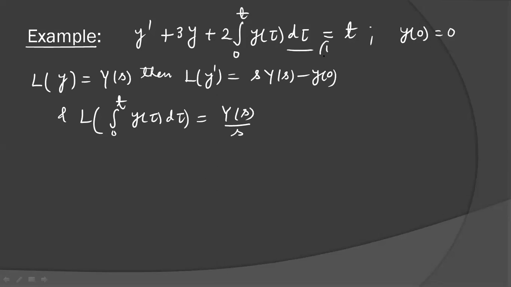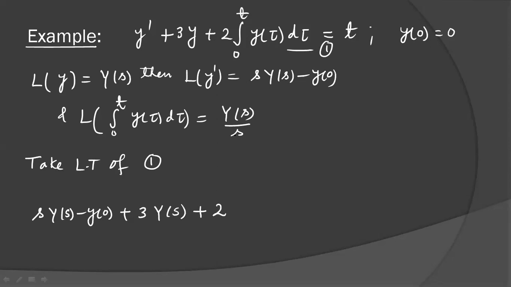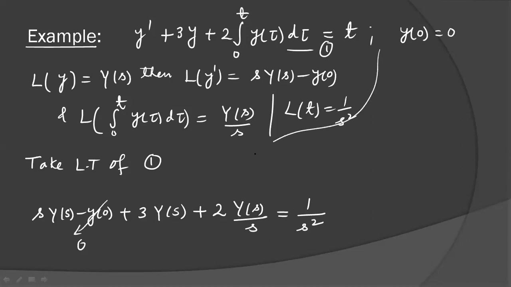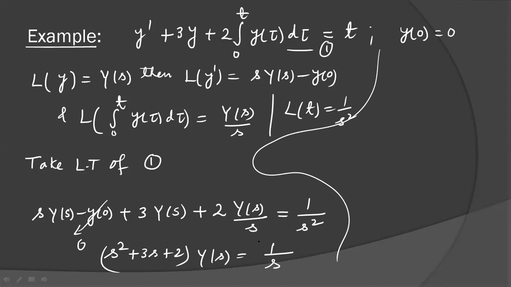Now take the Laplace transform of equation 1. You will get Laplace of y dash, which is sY(s) minus y(0), plus 3 times Laplace of y, which is Y(s), plus 2 times Y(s) over s, equal to Laplace of t, which is 1 over s square. Now y(0) is 0, so it will be simplified. Taking s as the LCM, it will be (s square plus 3s plus 2) Y(s), and one s is going to be cancelled out, so it will be 1 over s.